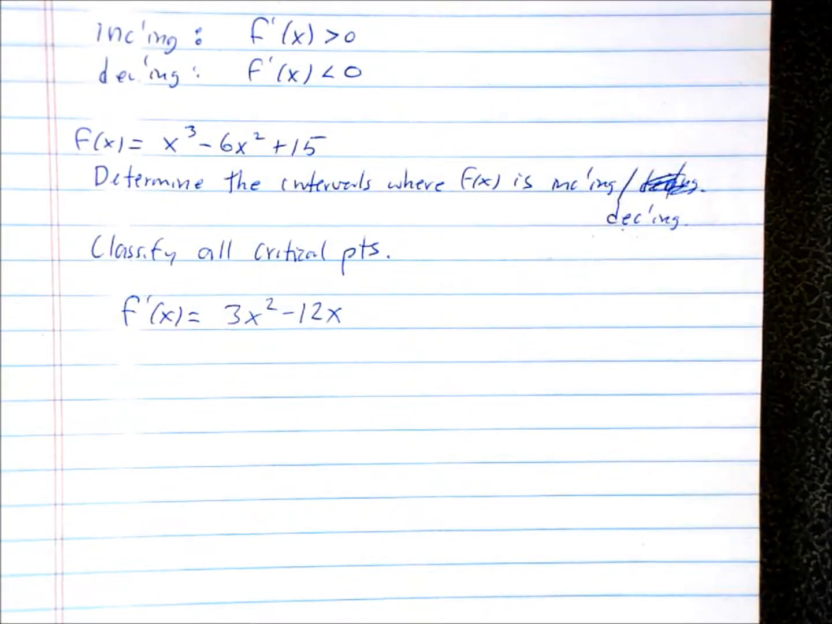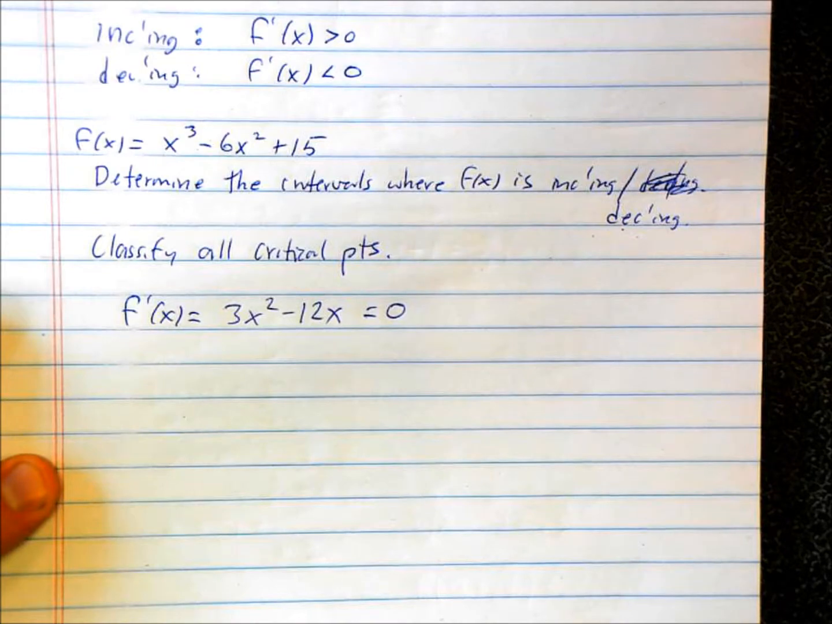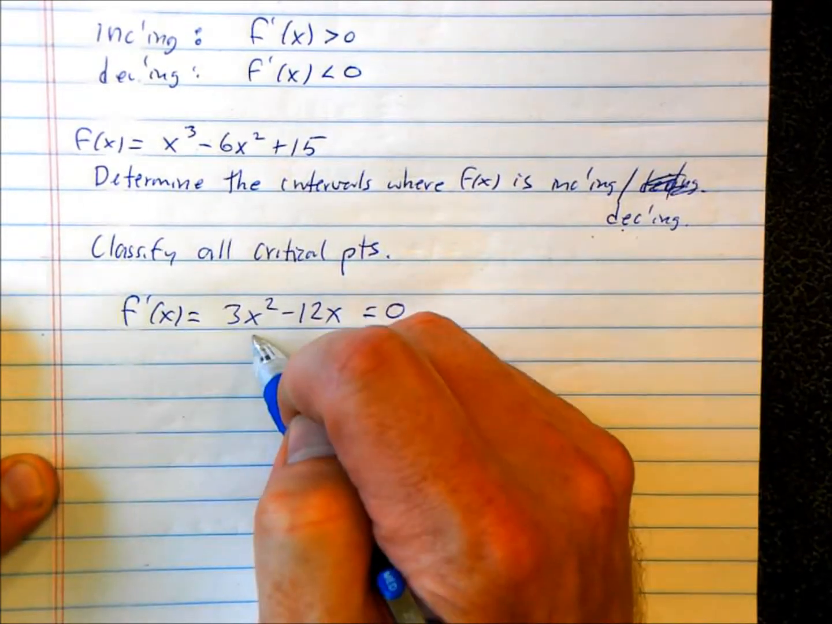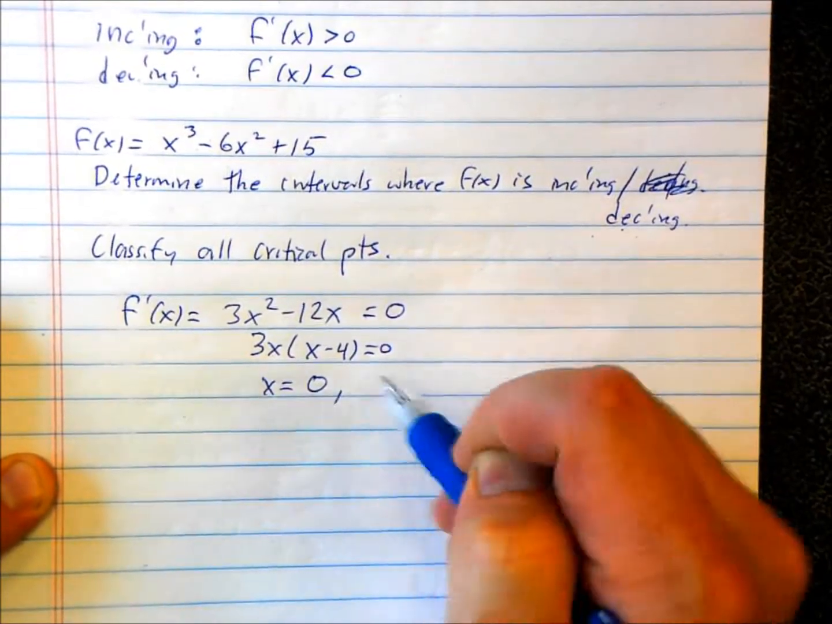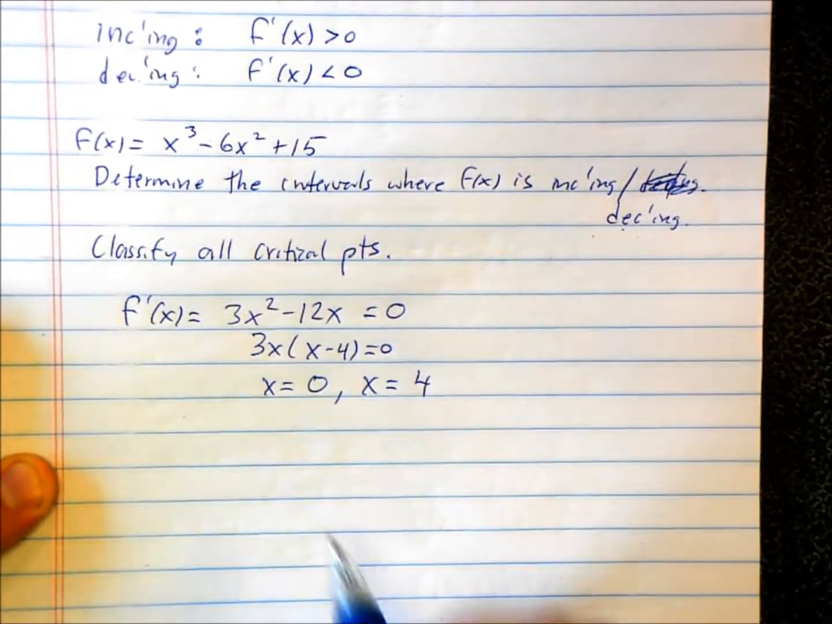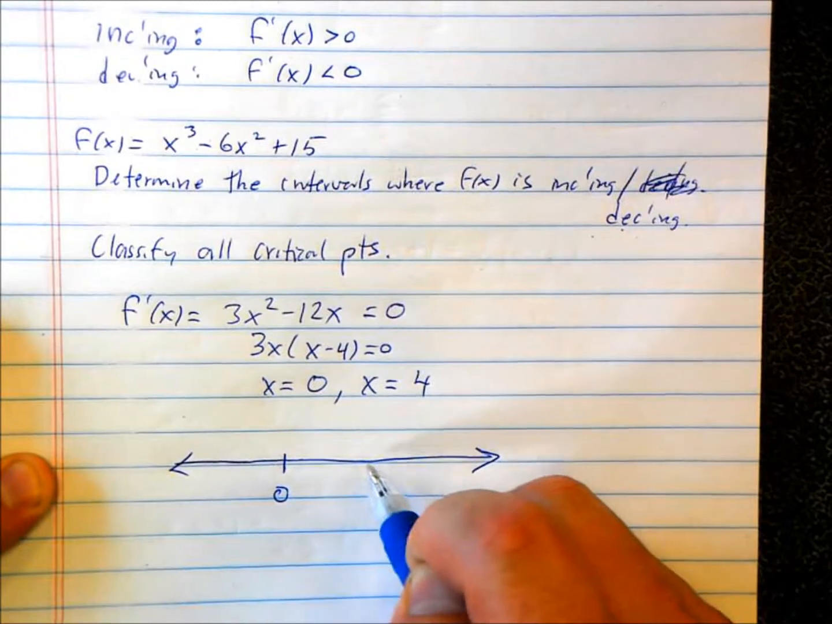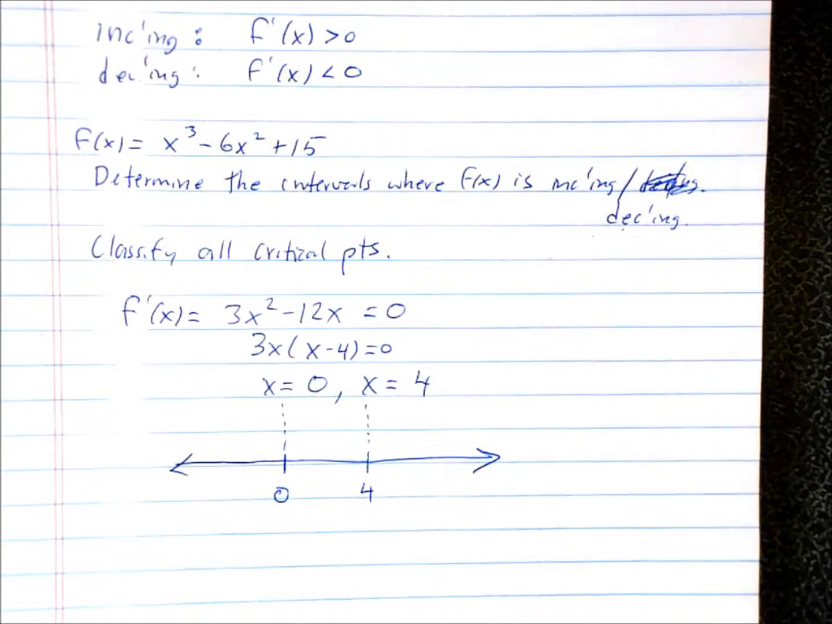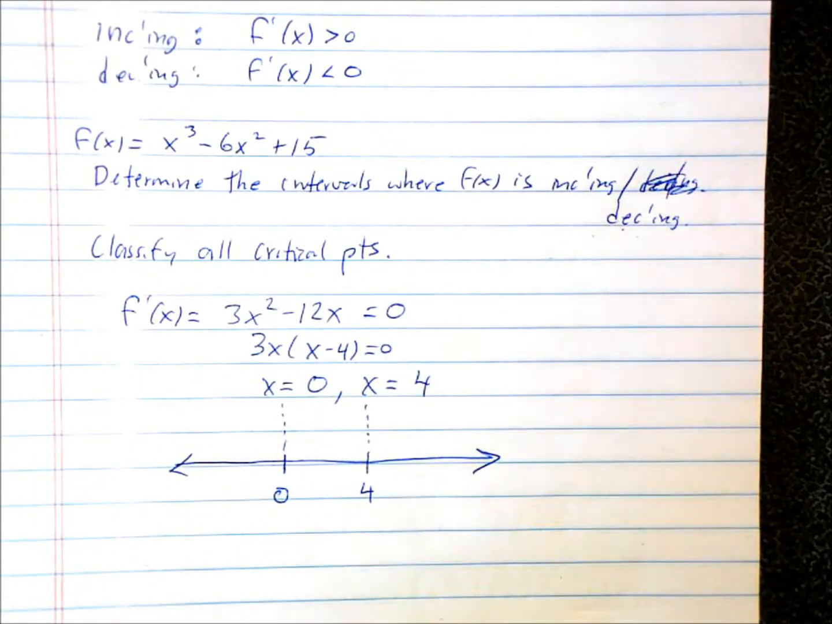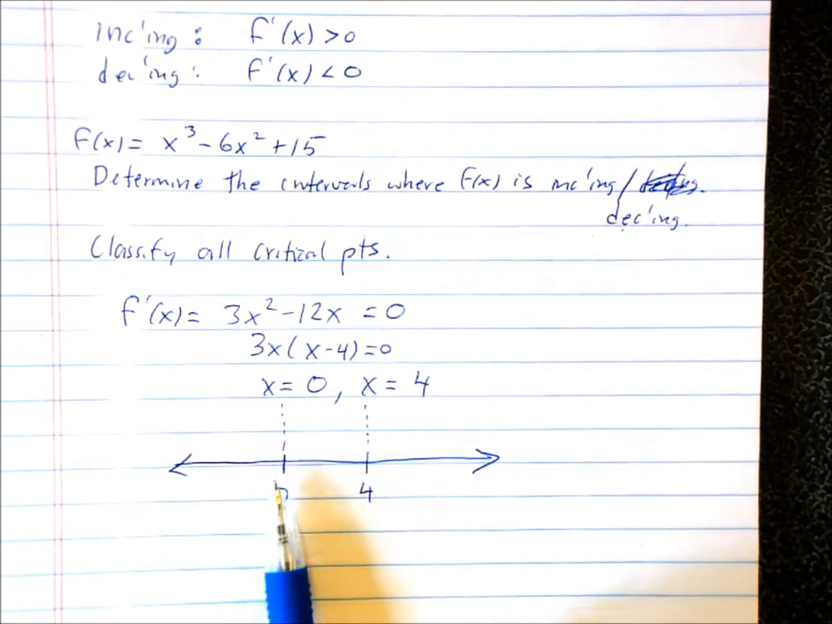Then what do we do? Set it equal to 0 to find the critical numbers. How do you solve that equation? 3x times x minus 4 is 0. So x is 0 or x is 4. What you do next is you draw yourself a number line and mark your two critical numbers. This breaks the number line into three regions: the region bigger than 4, the region in between 0 and 4, and the region less than 0.